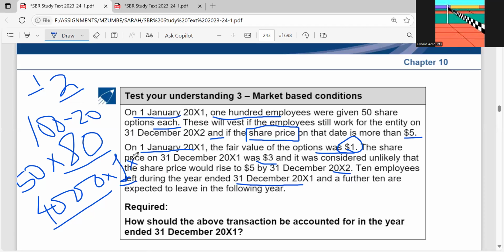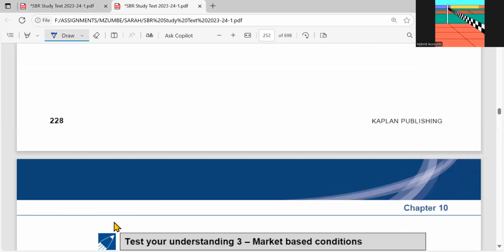So you say 4,000 times $1, but then you remain with one last thing, which is to time apportion, right? It is the first year, but you have a total of 2 years, so you multiply by 1/2, right? This is what we're going to do. Okay, let's go to the solution and see.